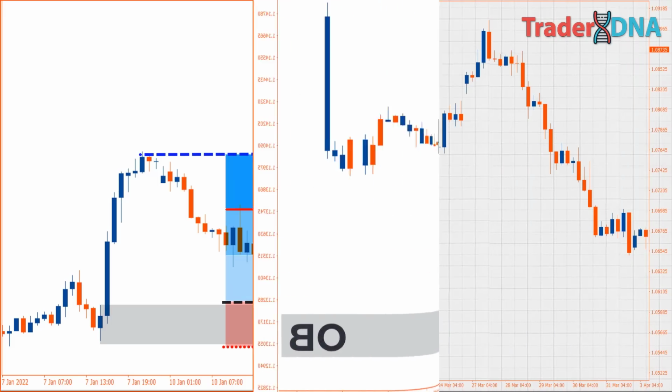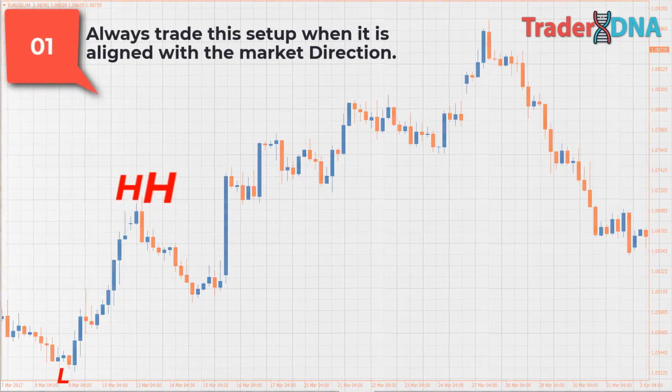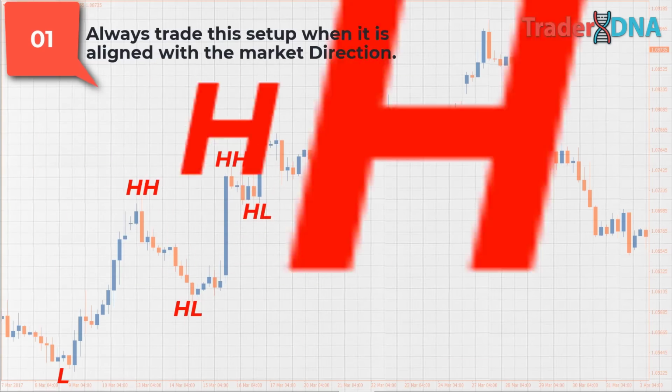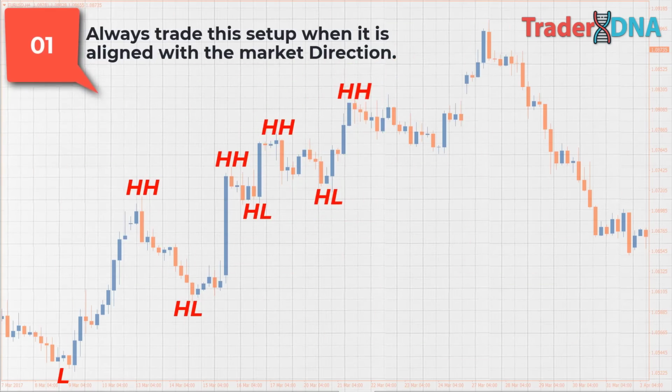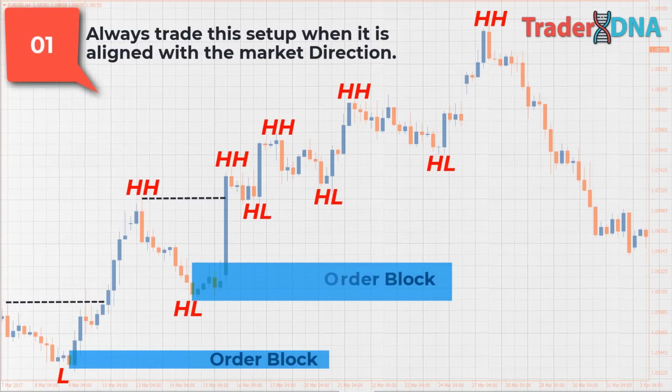First and foremost, trade this setup only when it aligns with the market direction. This strategy operates as a trend continuation setup, so execute it when the market direction is clear and you can identify who is in control. Trading with the direction of the dominant trend increases the likelihood of success.